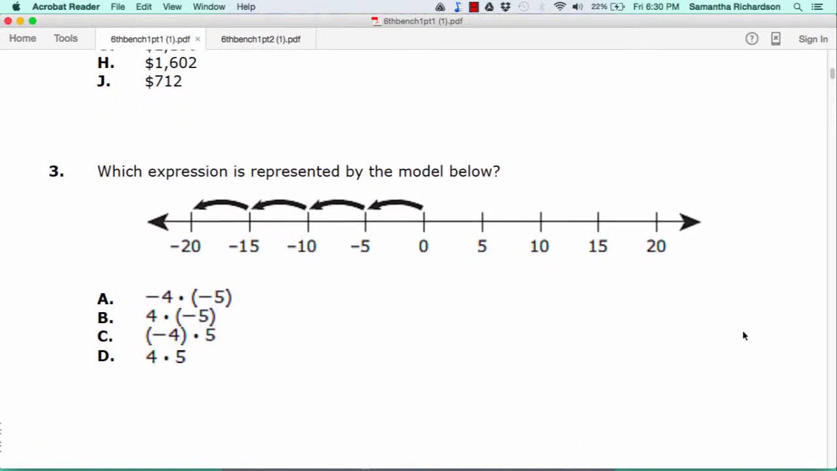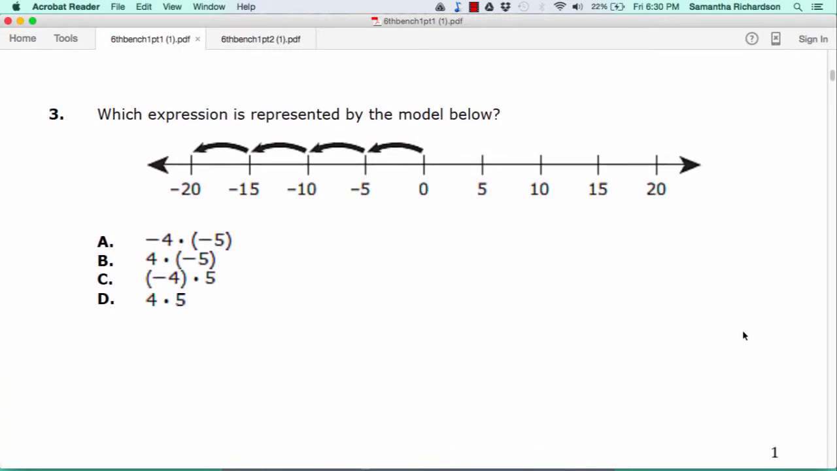Number 3. Which expression is represented by the model below? A. -4 times -5. B. 4 times -5. C. -4 times 5. D. 4 times 5.